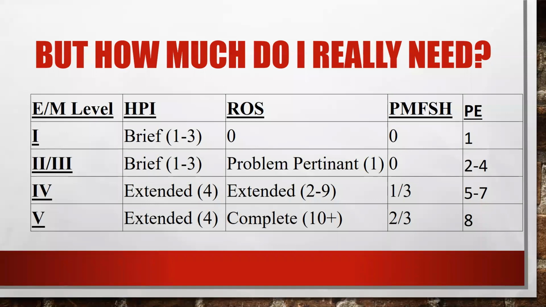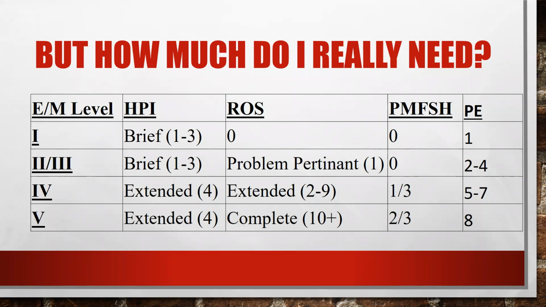So how much do I really need? Here you can see the different levels of charts. This is the number of elements required in the HPI, the number of parts to the review of systems, the number of past medical, family, social history. As an aside, your surgical history is actually just part of your medical history, even though we oftentimes separate it out in the chart. From a billing coding standpoint, that's all part of your medical history. And then here's the number of systems you need in your physical exam.